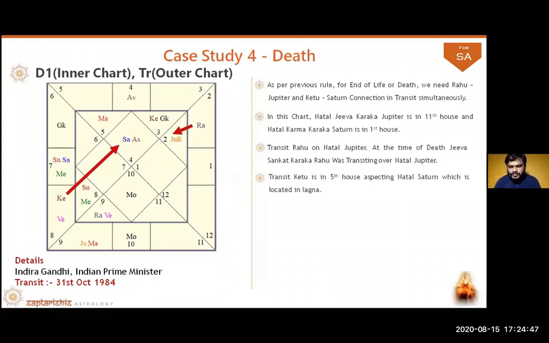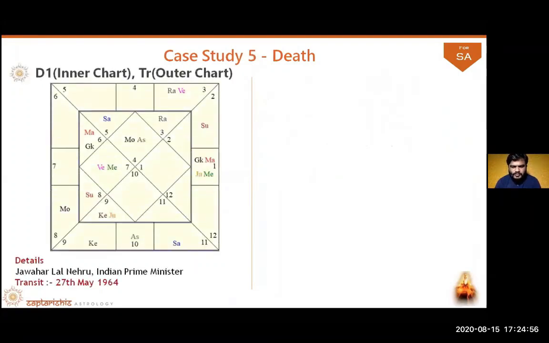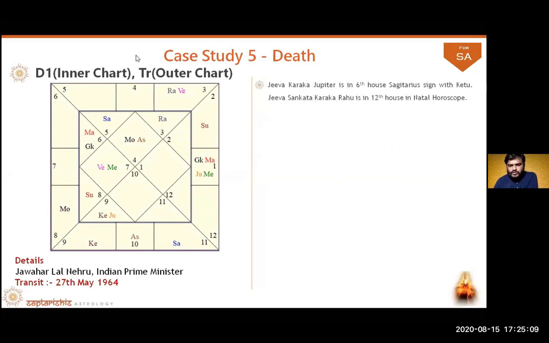When you get salvation from your karma and jiva, we call it death. In case study 5, again you can see I'm taking the horoscope of Jawaharlal Nehru. Transit date was 27th May 1964. Here also you can see Jupiter is in the 6th house with Ketu in Sagittarius sign. Jeev Sankatakaraka Rahu is in the 12th house in the natal horoscope.